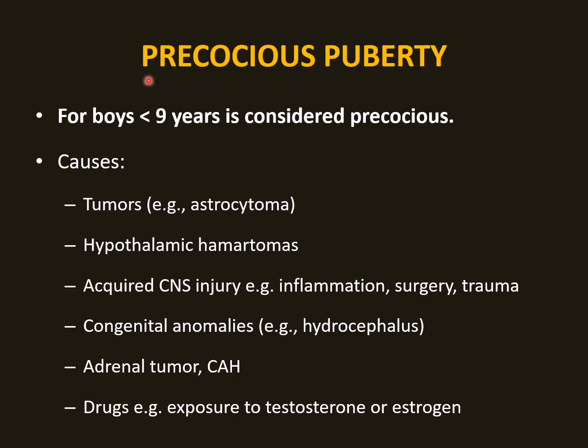Abnormalities in precocious puberty: for boys, if it occurs at less than 9 years of age, it is considered precocious. Causes include a tumor, which is very important for boys. If they have precocious puberty, you have to keep tumors in your differential, for example astrocytoma, hypothalamic hamartomas, acquired CNS injury like inflammation or surgery, congenital anomalies like hydrocephalus, adrenal tumor, and drugs, for example exposure to testosterone or estrogen.